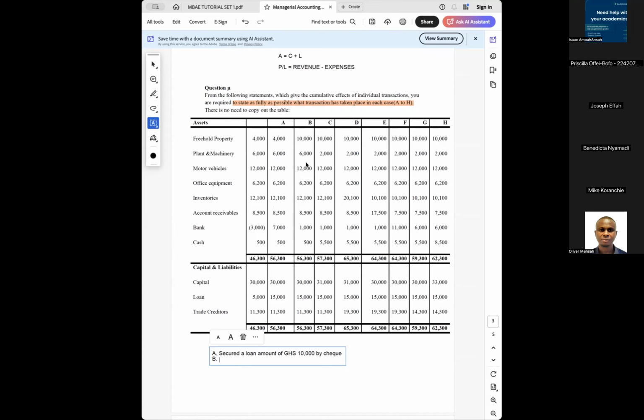What is the amount of change? 6,000. Is it 6,000 positive or 6,000 negative? Is it a 6,000 increment or a 6,000 reduction? Reduction. 6,000 reduction. So bank has decreased by 6,000, whilst freehold property is increasing by 6,000.